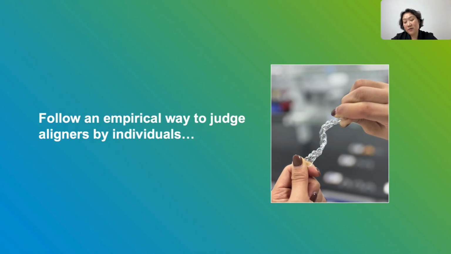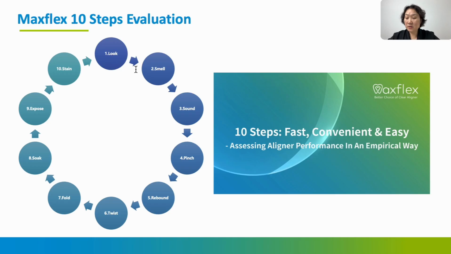Okay, so far I have gone through the lab testing part, following a testing standard. As the last topic, let me share some empirical ways. Although no detailed reading is available, it is convenient and gives a quick judgment on the aligner properties. These empirical ways are summarized as 10 steps.